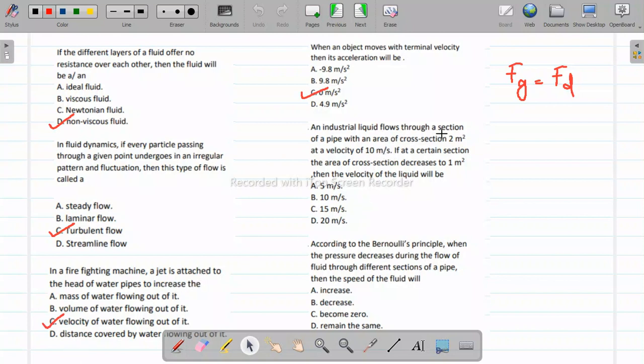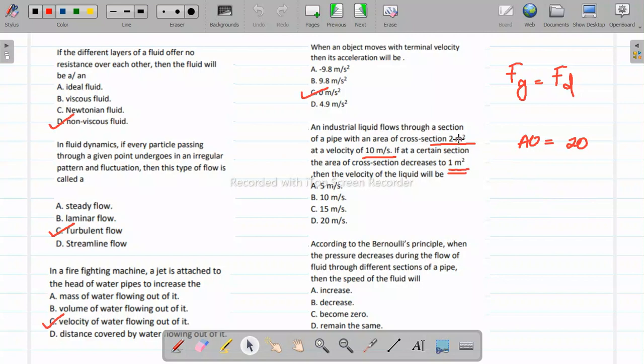An industrial liquid flows through a section of pipe with an area of cross section 2 meters square at a velocity of 10 meters per second. That means the product of area and velocity at that certain point is 2 into 10, which is 20. If at a certain section the area of cross section decreases to 1 meters square, that means the area has now reduced, so it is obvious that the velocity must have increased, right?